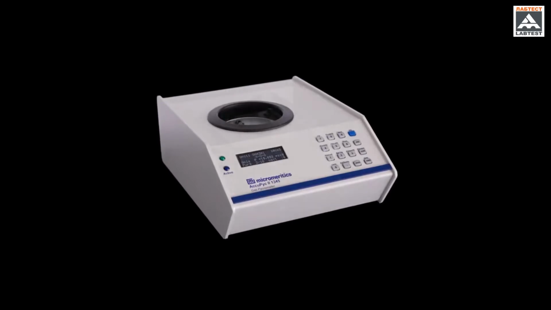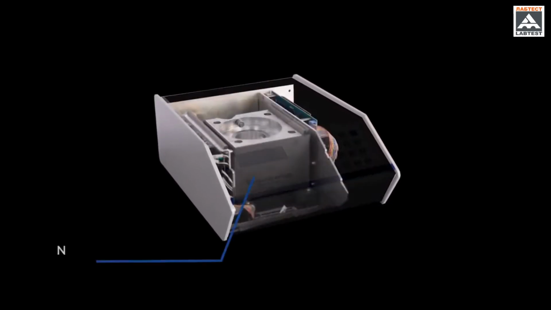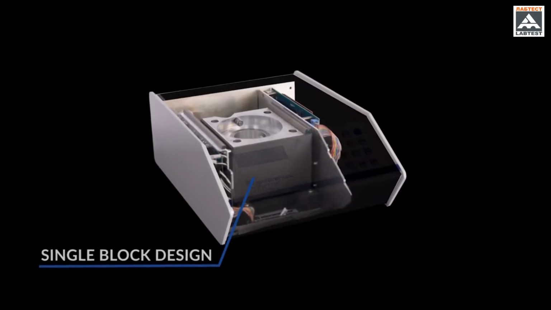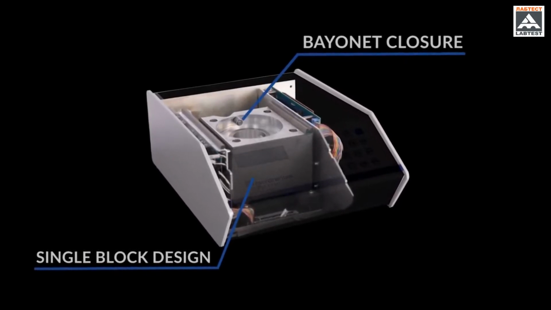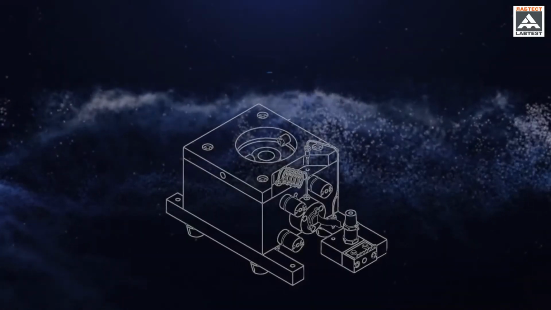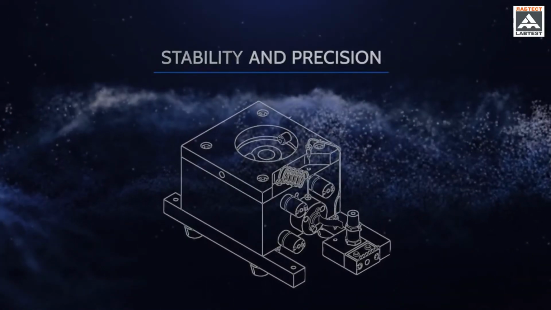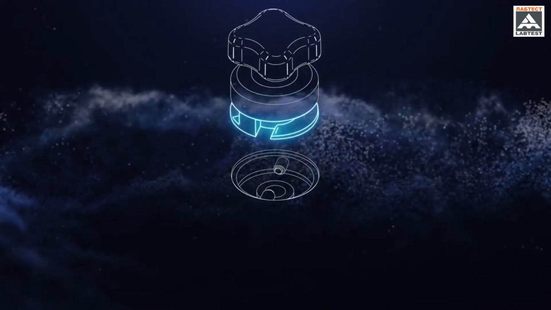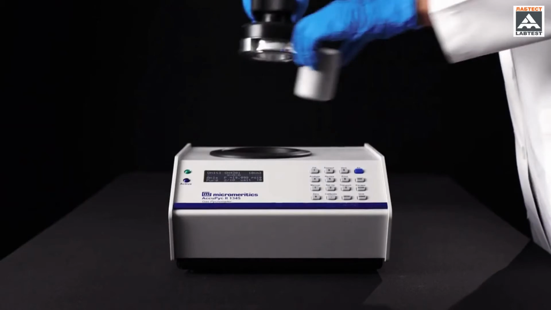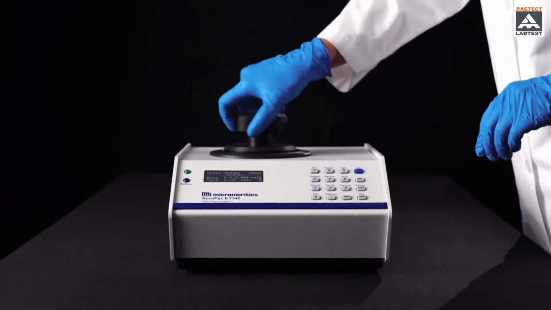High performance is engineered into the AccuPyc with proprietary features such as a single block that houses both the sample and reference chambers and a proprietary bayonet closure. The single-block design provides unparalleled thermal stability and precision. The self-aligning closure guarantees a simple-to-use, repeatable closure of the sample chamber, ensuring precise measurements.